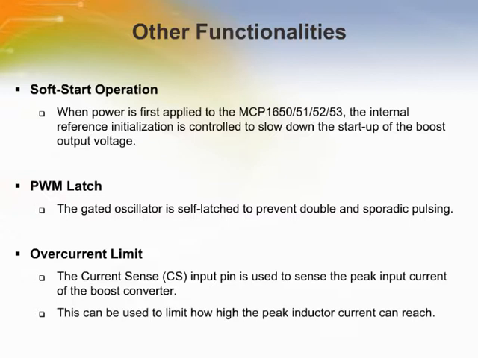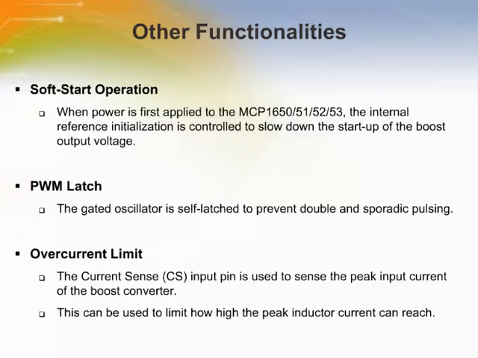When power is first applied to the MCP1650, 51, 52, and 53, the internal reference initialization is controlled to slow down the startup of the boost output voltage. This is done to reduce high inrush current required from the source. High inrush currents can cause the voltage source to drop suddenly and trip the UVLO threshold, shutting down the converter prior to reaching its steady-state operation.